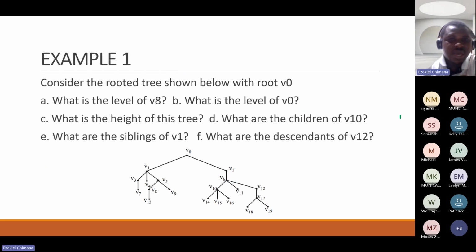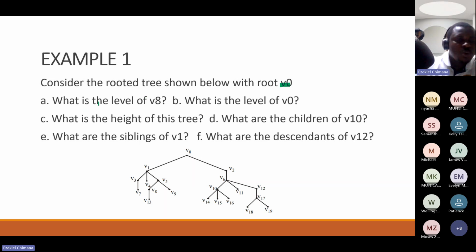So what else? Consider the rooted tree shown below with root V0. Sure, you may have seen this one somewhere in your exams last time. It's very simple. Just need to know what a level is, what are descendants, what are children, what are siblings, what is the root, what is the height, those basic things. If you are asked to pick the leaves, which ones are the leaves, something like that.